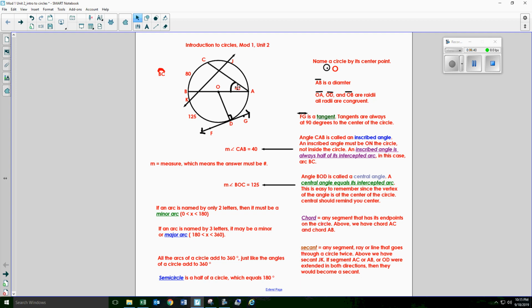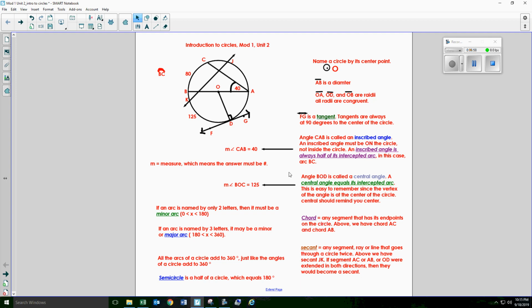Okay, so if they didn't give me that 80, but they gave me the 40 here, since I know this is half of the arc, I can double that 40 to put the 80 there. Because remember, this is half of this, so if I double this, it gives me the arc itself, 80.